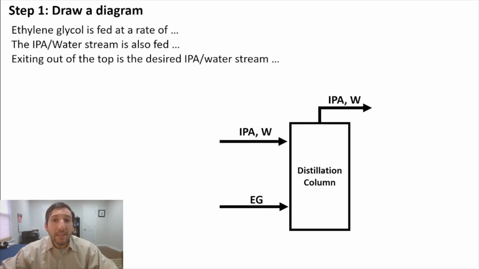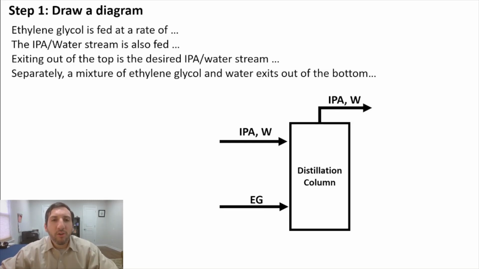And the last piece of information I had in terms of how to draw this diagram is that, separately, a mixture of ethylene glycol and water exits out of the bottom. And so we're going to draw an arrow that comes out of the column from the bottom. And so now I have a diagram. I know where all of my components are. I know which streams have what components.